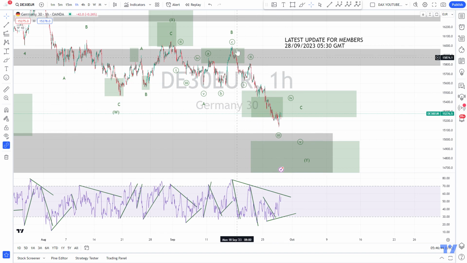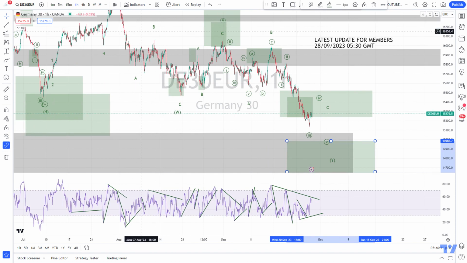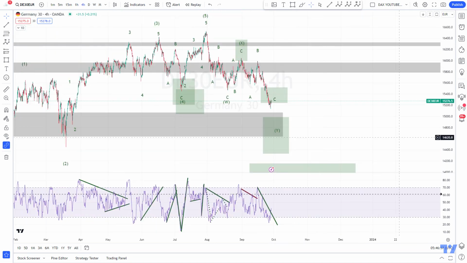So five waves down, 1, 2, 3, 4, 5, reaching this area, the equal leg area from our wave W or wave X, a break of the RSI trend line in the 4 hour, printing a low with divergence here. This is kind of the perfect textbook pattern. So this is what I'm waiting for.